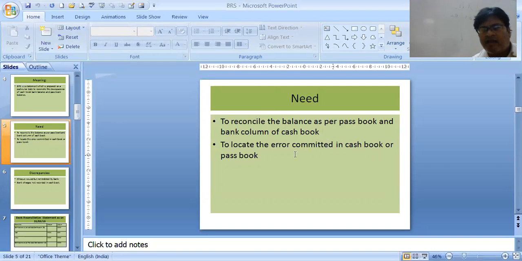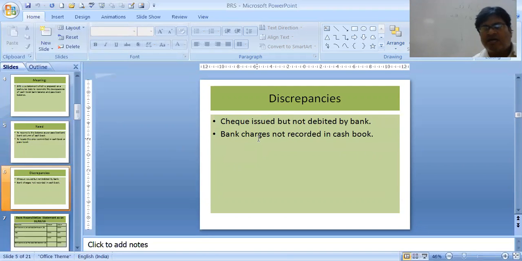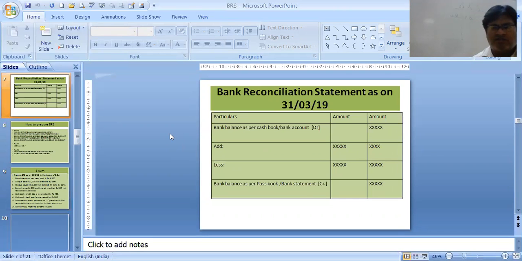To locate the error committed in the cash book or passbook. Discrepancies are check issued, bank charges not recorded in the cash book, direct payment by the bank, direct received by the bank. We have not recorded, bank has cleared our check. Many reasons can be there. And with these reasons only, we have to do the sums. This is the format.